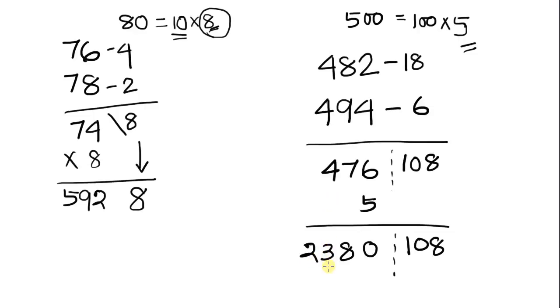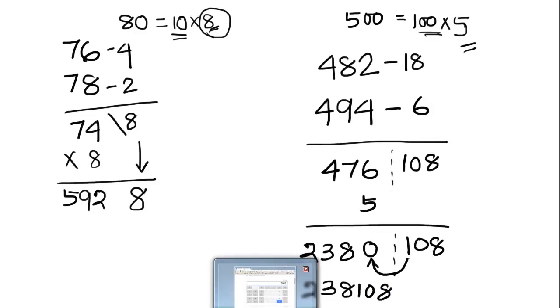So this is 2380. As we said initially, 100 has 2 zeros, so we can keep only 2 digits on this side. The remaining digits have to come here and get added. So the final answer will come as 238108. Right? Let's check this in a calculator.